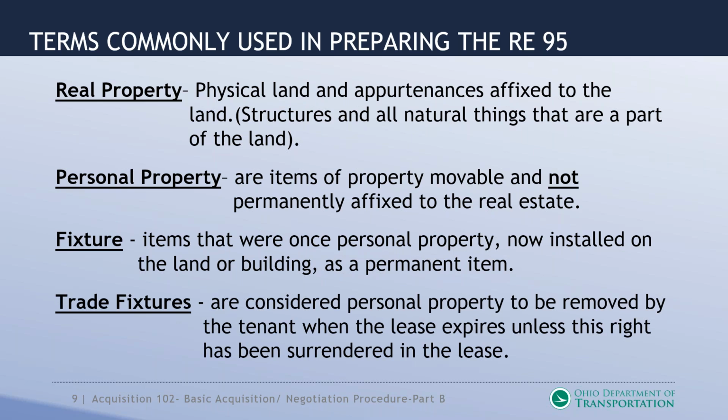And trade fixtures. These are considered personal property to be removed by the tenant when the lease expires, unless this has been surrendered in the lease. So we're talking about restaurant items, large grills, fryers, if you're talking about a carpenter, it might be his saws, things like that.